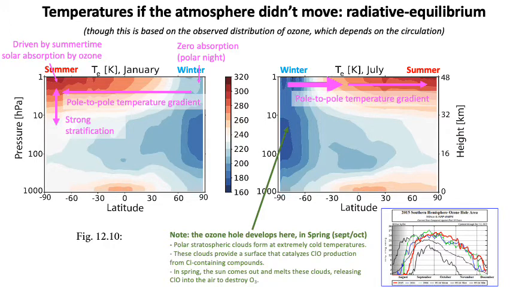Polar stratospheric clouds form at extremely cold temperatures that are particularly found in the southern hemisphere polar night. These clouds provide a surface that catalyzes chlorine oxide production from chlorine-containing compounds, those CFCs that have chlorine. In the spring, the sun comes out, melts these clouds, and releases that chlorine oxide, ClO, into the air, and that quickly destroys ozone. So those are the basics of the chemistry and dynamics of the ozone hole, and why it's found specifically in the South Pole springtime.